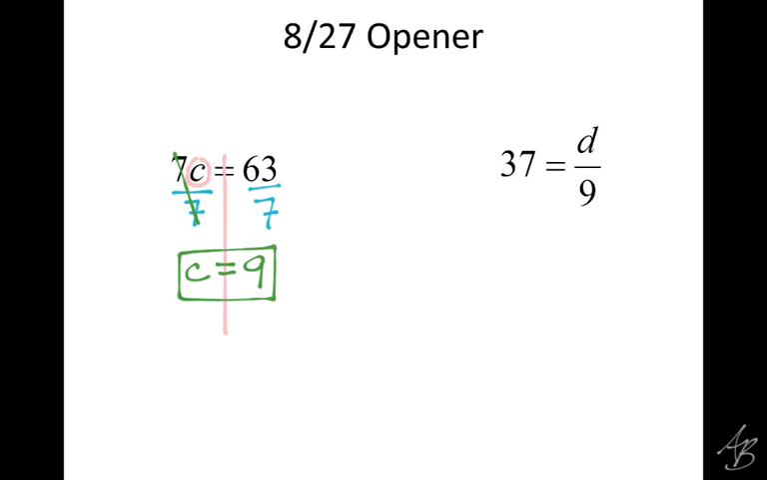All right, last one. We have 37 equals D over 9. What does that D over 9 mean? It means division. So it's D divided by 9. So what's the inverse of dividing by 9? Multiplying by 9. So we're going to multiply by 9 here. And if we multiply by 9 on the right, we have to multiply by 9 on the left. And this looks like a problem we're going to have to do a little work on. So the 9's cancel. That leaves D on the right side.